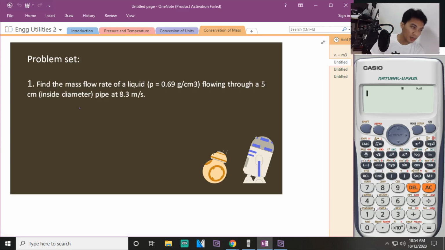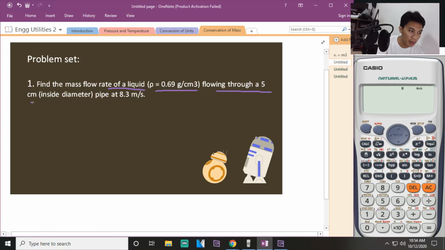For the mass flow rate of the liquid. So, find the mass flow rate of the liquid. Ay, nagbigay siya ng density flowing through a 5 cm inside diameter pipe at 8.3 meter per second. So, this will be your velocity 1 or velocity lang, given density, and then given ka ng diameter.